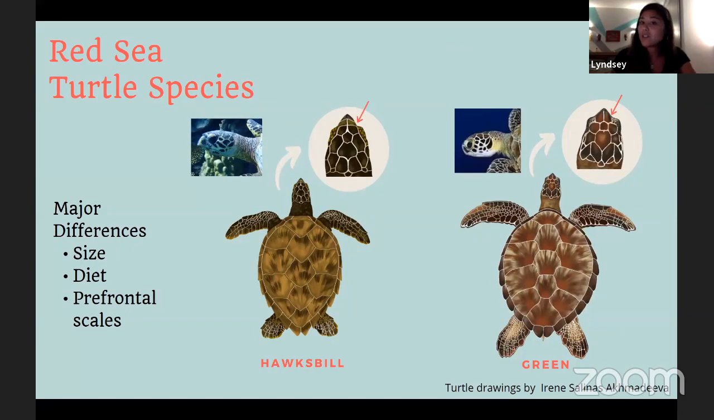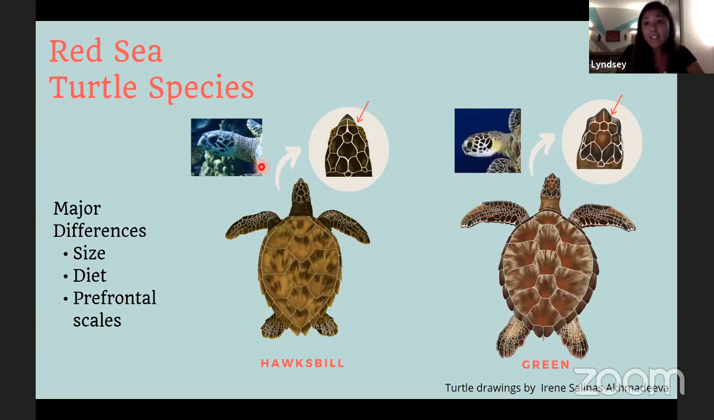Next, we're gonna start talking about the species specifically in the Red Sea. So when you're out diving, the two most common turtles you're gonna see are the hawksbill and the green turtles. So it's pretty important, especially for photo ID, that I'm able to figure out which species the photos are in.